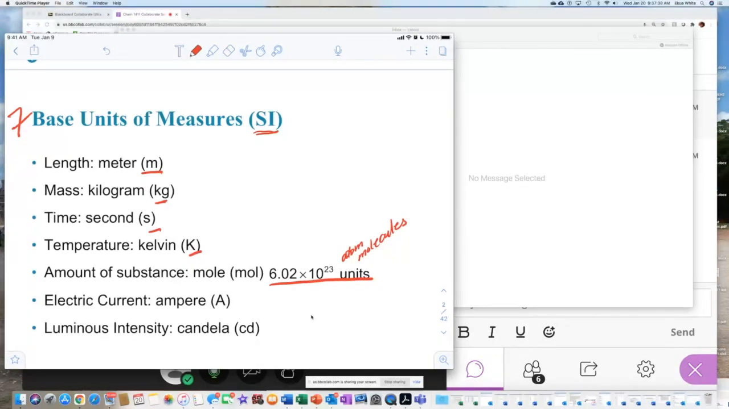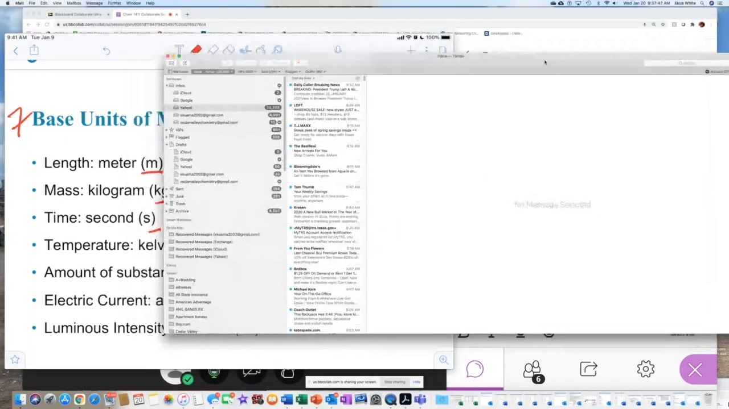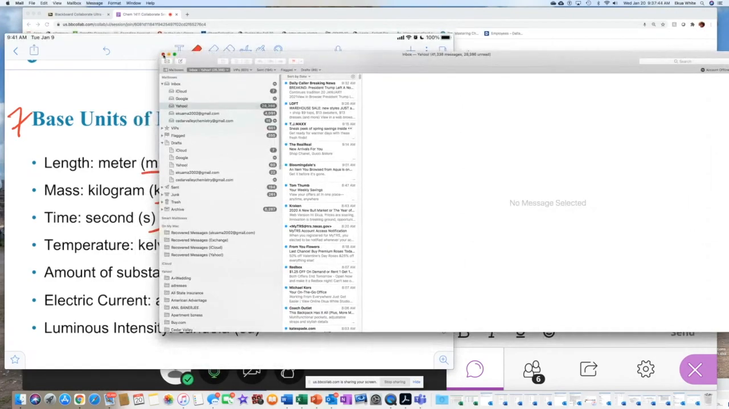Okay? Oh, I'm trying to figure out what happened here. My computer is slowly waking up.